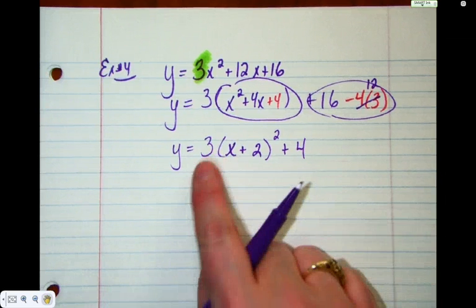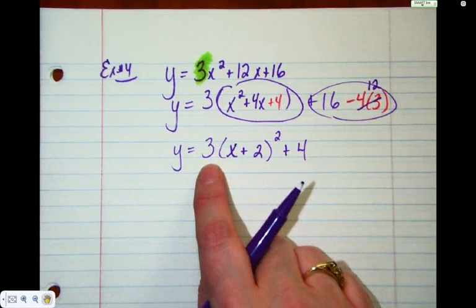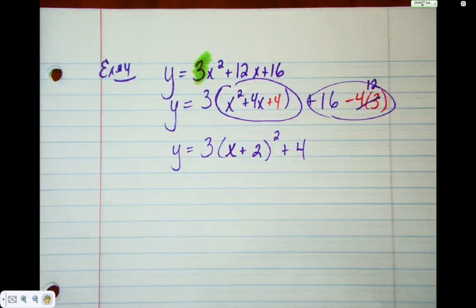In terms of this parabola, what is this 3 that I factored out? What does it affect? The width, and what does it do to the width? Makes it skinnier. That's what its job is there, just to make the parabola skinnier.